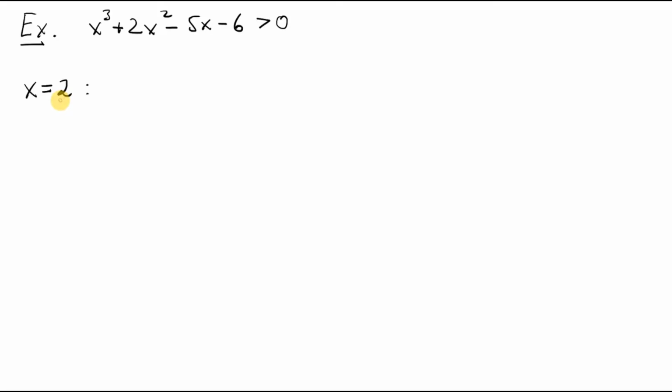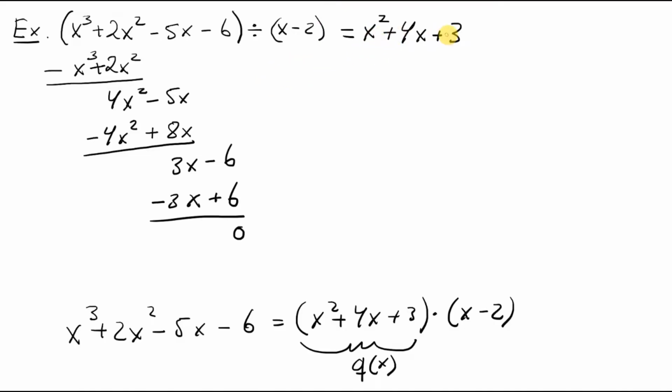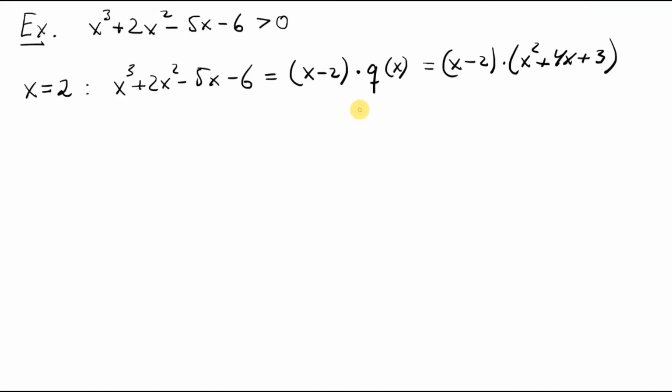So after having found this, we know that we can write this polynomial as x minus 2 times some polynomial here. And this polynomial we found earlier, it was this one. So after doing a polynomial division, we find this polynomial here. Then we only need to factorize this.